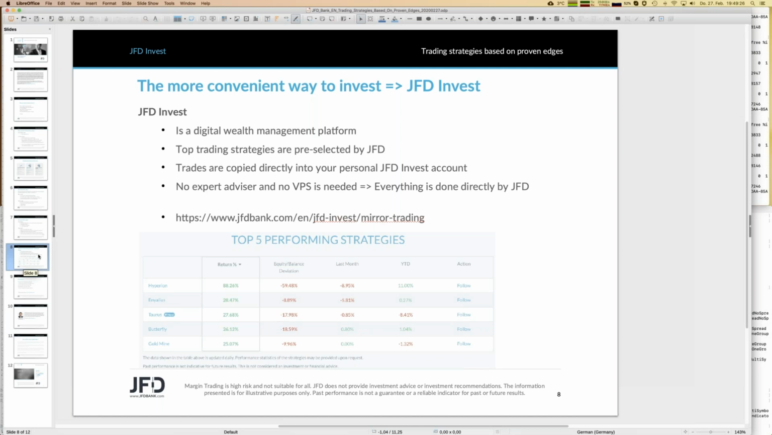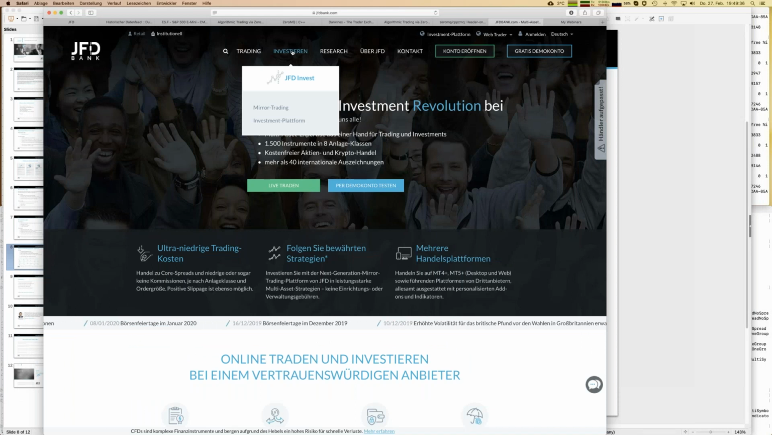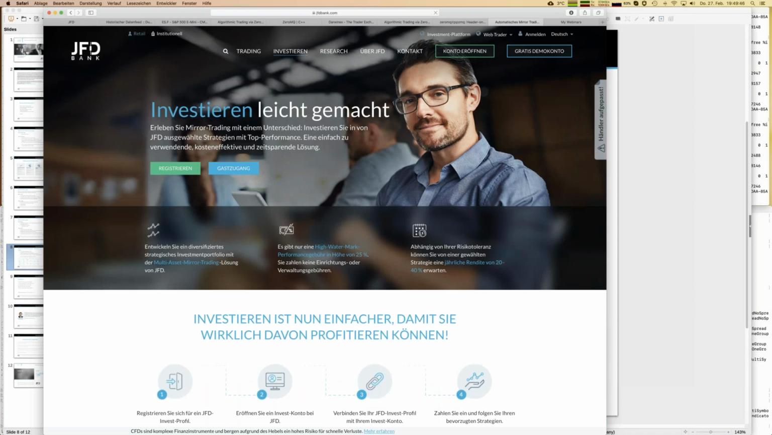And you see, okay, there are already some numbers about returns. Let's have a quick view directly on the platform, because then it's a little bit bigger than on my slides. That's just here on the home page at JFD Invest. And if I go there, oh, that's still German. I can switch to English. Sorry for that.